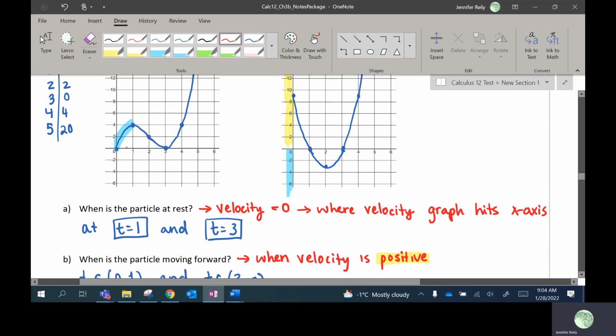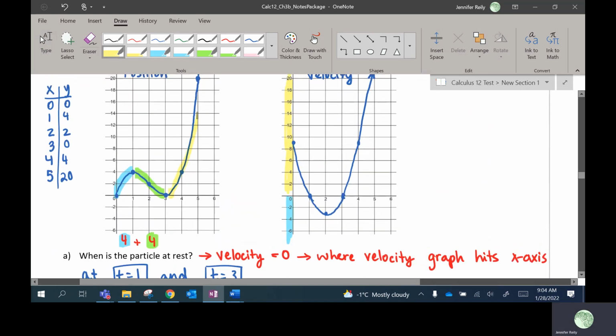I'm just going to write these numbers down below. Then in this green segment, it goes from 4 back down to 0. So that's another 4 meters. Remember, direction doesn't matter, so even though it was 4 meters in the negative direction, it doesn't matter. And then, what did it say, the first 5 seconds. In this next region, the particle traveled from 0 all the way to 20. So in total, the particle traveled 28 meters: 4 up, 4 down, and then 20 up.